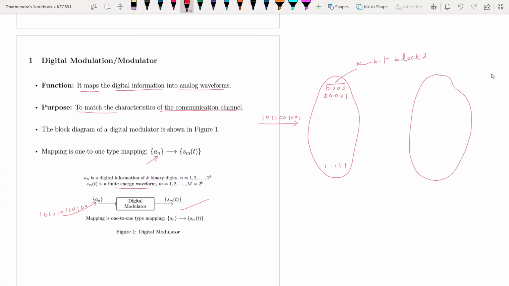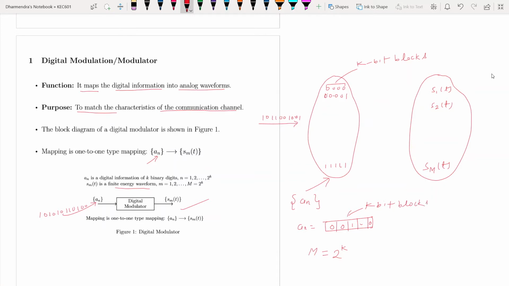You have another set: s_1(t), s_2(t), and s_M(t). Here this is the set of a_n. Suppose a_n has a k-bit message like 01, and so on. So to map these k-bit blocks, I need M analog waveforms, that is, 2 power k. For example, I want to map these k-bit blocks.